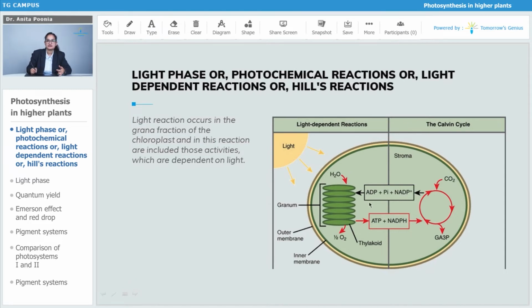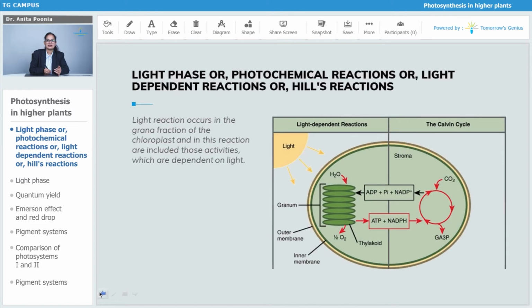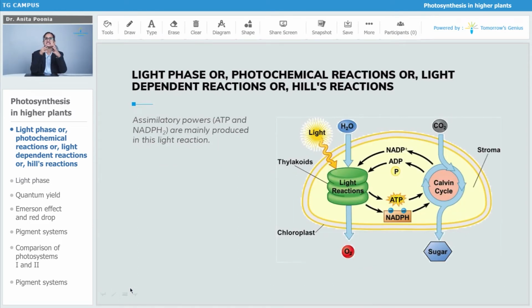So this is the light reaction. You see, in the presence of light in the granum, single is granum and many is grana, so in this grana fraction of the chloroplast, reactions take place in the presence of light. Students, like I showed you here, the assimilatory power, that is the ATP and the NADPH2, are mainly produced in the light reaction. So you see that ATP is produced and NADPH2 is produced.